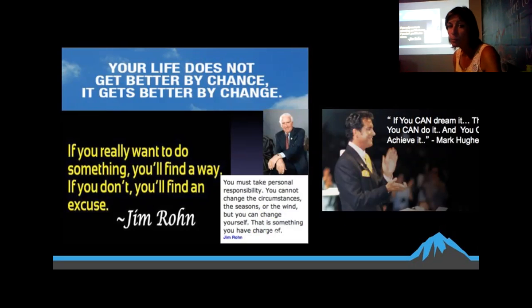And the most important is obviously you must take personal responsibility. You cannot change the circumstances, the seasons, or the wind, but you can change yourself. It is something you have charge of. When we think always of that, it's just developing ourselves all the time. So when you go into the process, this is now the first part of the basic training.